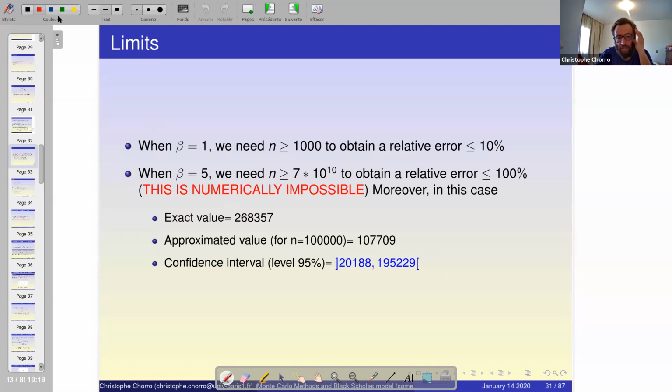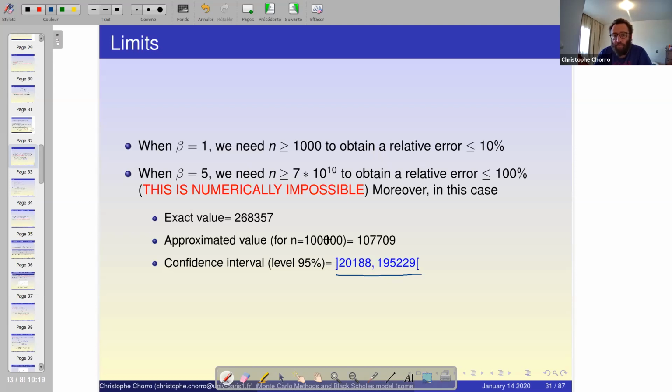So you see that the confidence interval you obtain here is completely different from the value that you need to approximate. If you apply Monte Carlo methods naively in this situation, for n equal to 100,000, something that big in fact, the confidence interval you obtain will be very, very far from the value that you want to approximate. So in practice it's not possible to use. You have a precision that is completely bad in this situation.